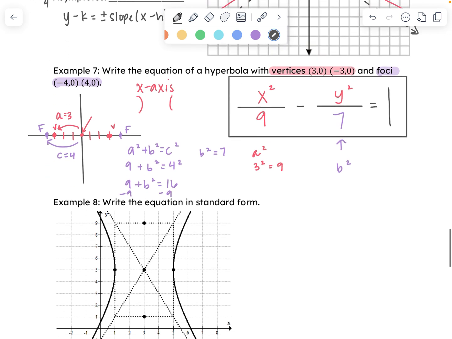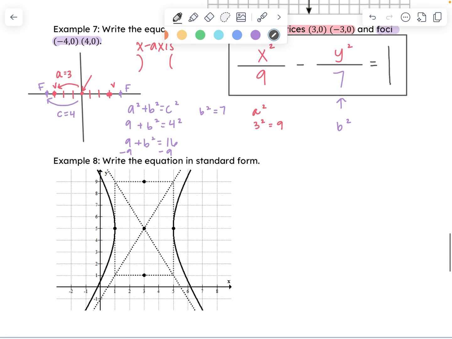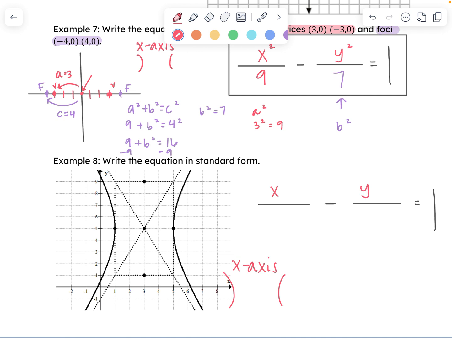Okay, and then example 8, like I said, I think it's a lot easier to get the equations from graphs because all the features that you need are already there for you. So fraction minus a fraction equals 1. Hyperbolas are fraction minus fraction. Ellipse is fraction plus fraction. And I already can tell that it's opening sideways, so it's going with the x-axis. So I know that I'm going to have an x and then a y. My center over here is at (3, 5). It's going to be x minus 3 and y minus 5.